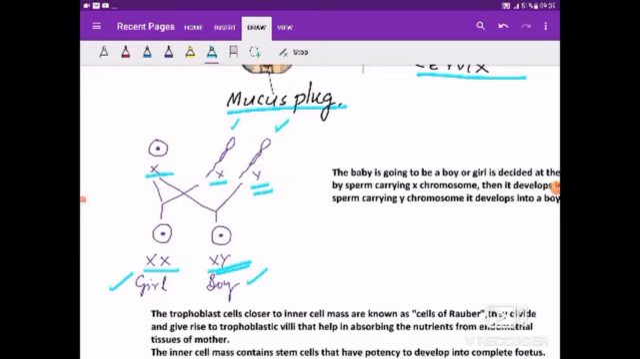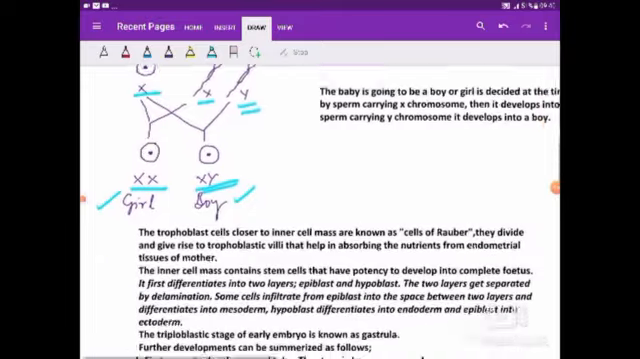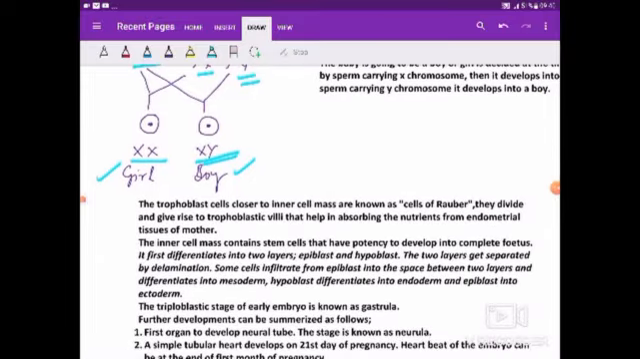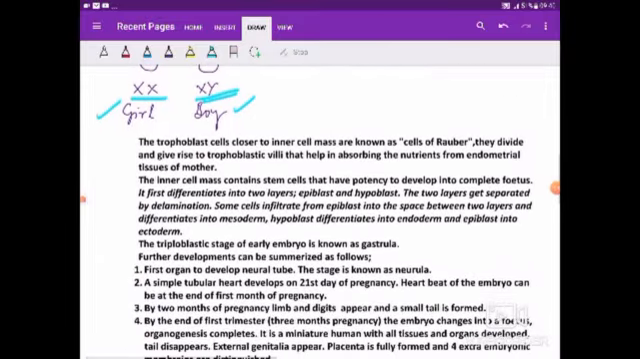Is that clear? Okay. Now let us take up some more points about how the pregnancy proceeds further and what are the developments taking place inside the uterus. So we see here that the trophoblast cells closer to the inner cell mass are known as cells of Rauber. Now recollect the knowledge or the idea you have about the blastocyst.